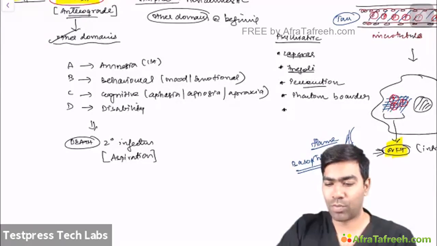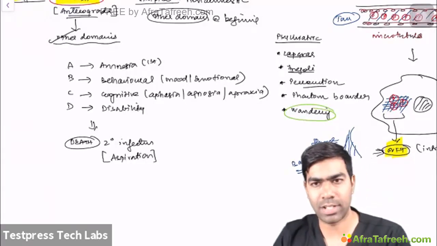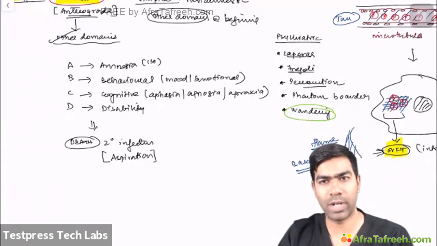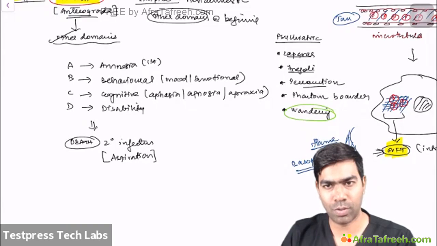And they can go for wandering. Wandering is basically not a psychiatric problem, but a very classic symptom of Alzheimer's disease, especially in the moderate to late stages, where they want to go out. They go out and they don't lock the door also, because they forget to lock the door.